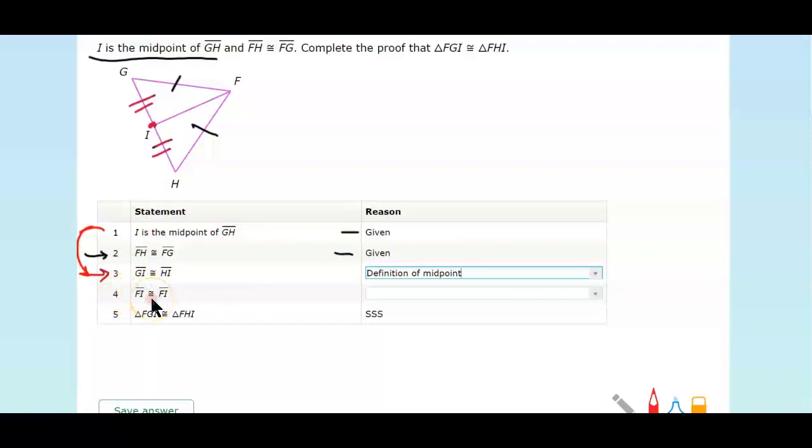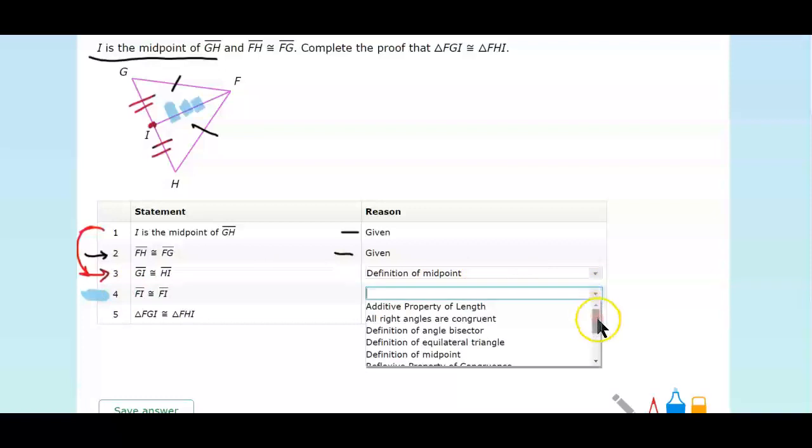Then we have FI is congruent to FI. This is our third set of sides, so I'm going to use 3 tick marks here. Why would FI be congruent to FI? Because FI is FI. What is our property that says something is congruent to itself? It's the reflexive property.